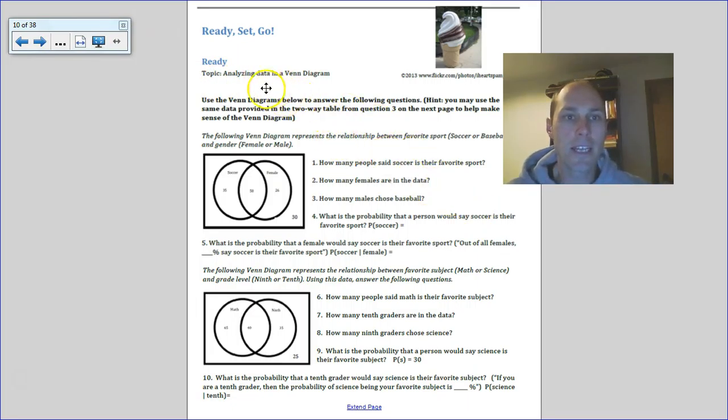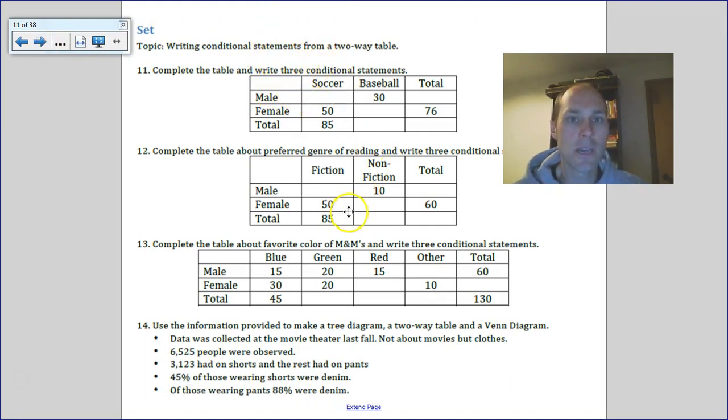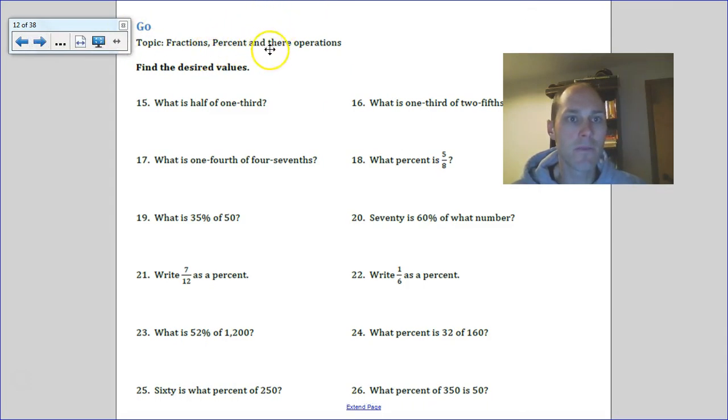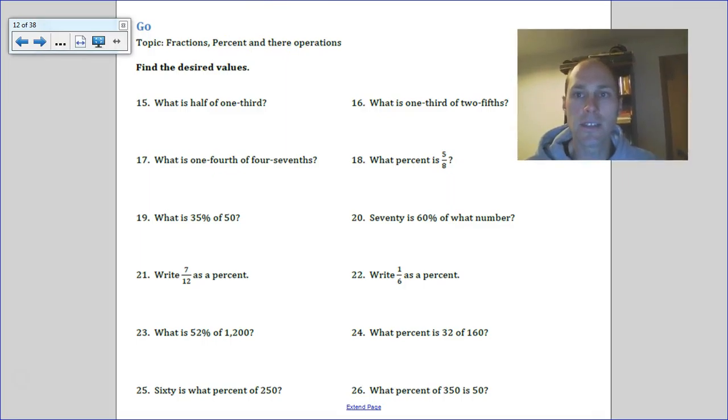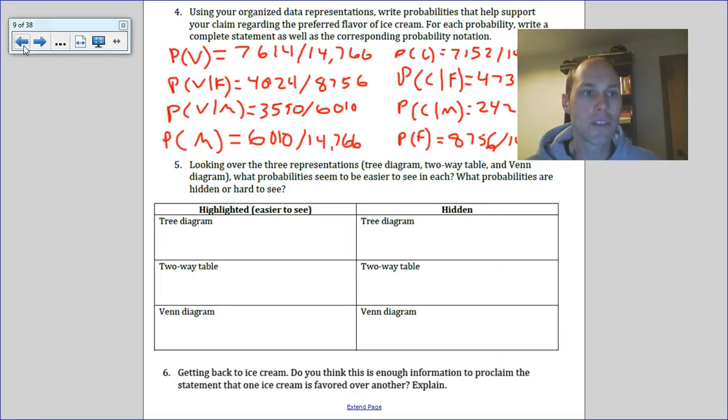So in your work in class, you'll work on analyzing Venn diagrams some more. You'll also work on writing conditional statements from a two-way table, and then finishing up working on fractions and percents, since there's a lot of that in our probabilities. So you can work on that in class. If you have questions on this or stuff we talked about in the video, be sure to ask in class.